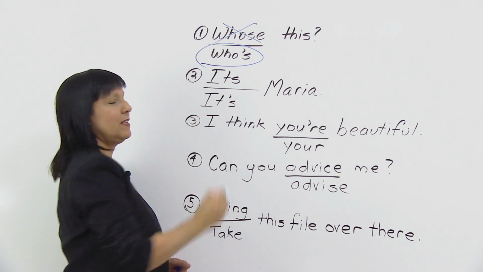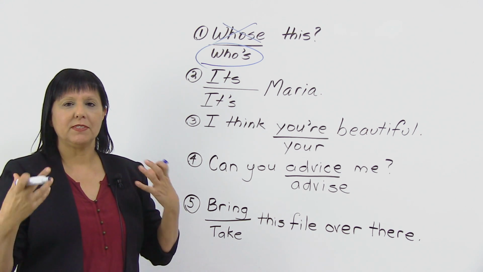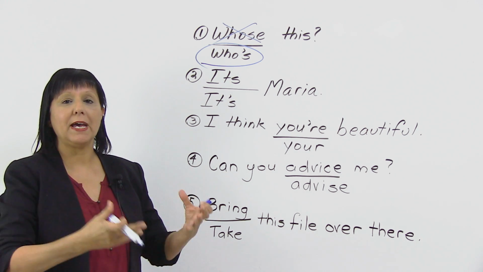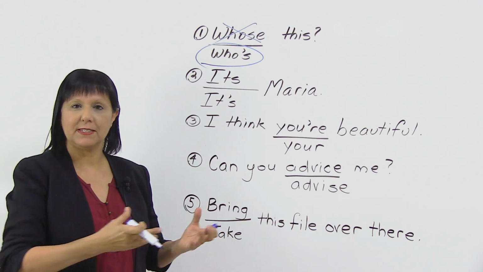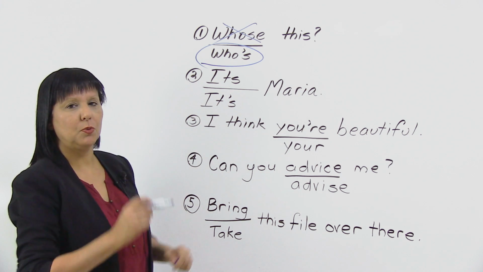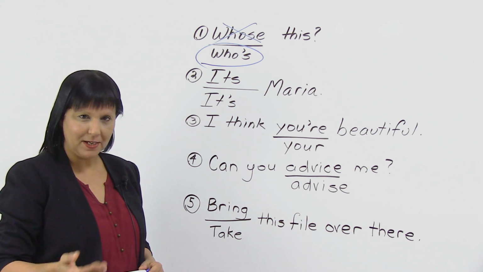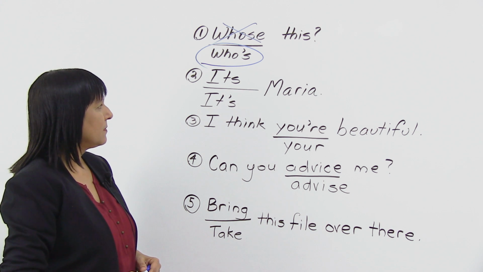Because this one is the word we use when we're talking about possession, okay? Whose bag is this? Whose book is this? Like that, okay? But who's this? Who apostrophe S means who is this, okay? Let's go to the next one.